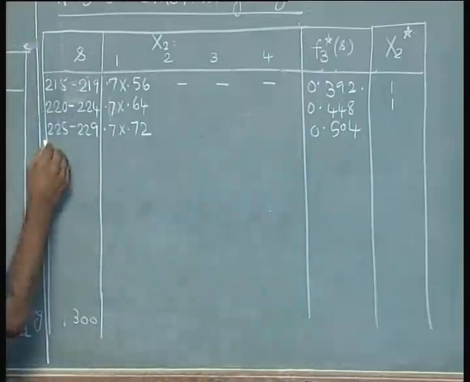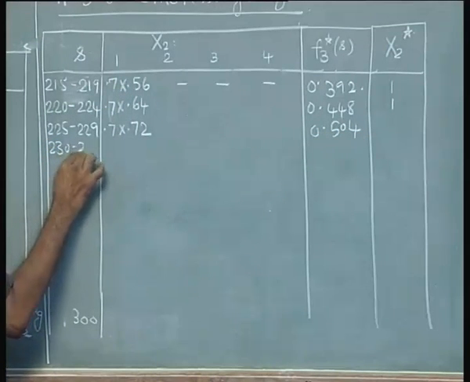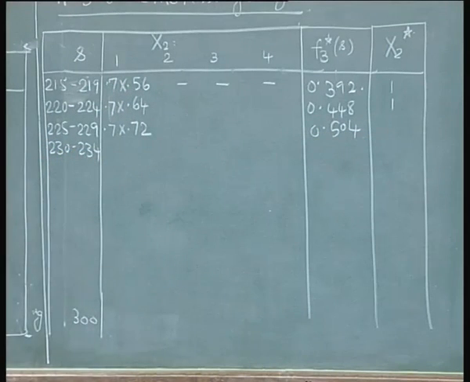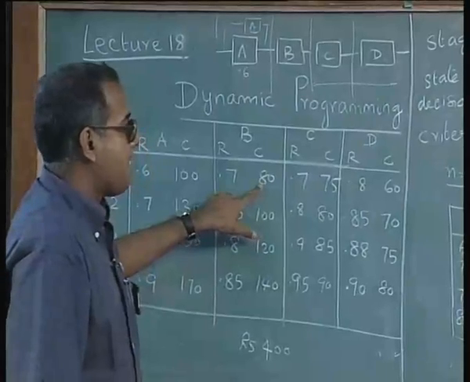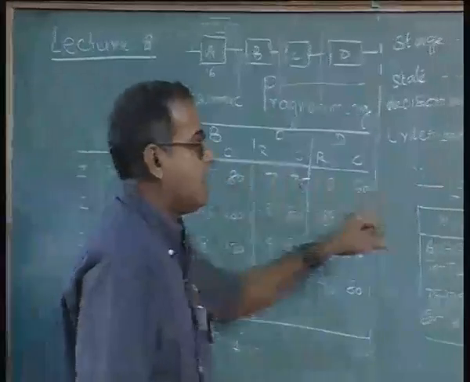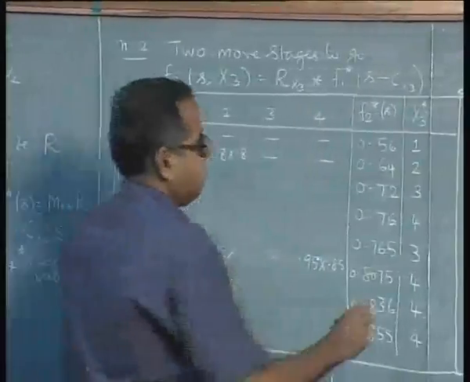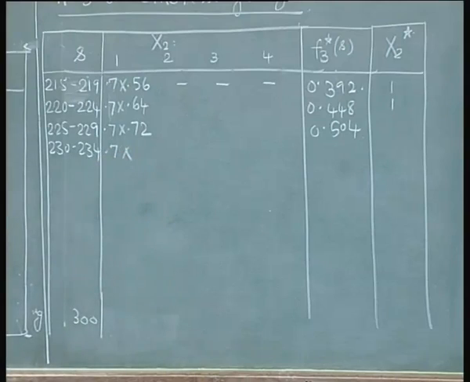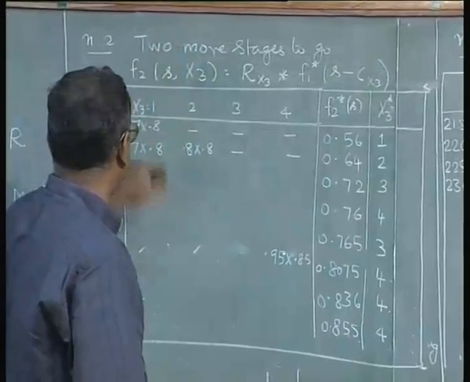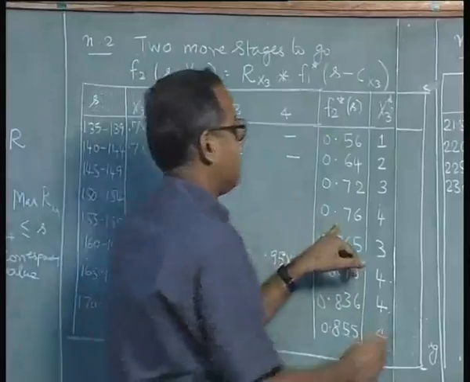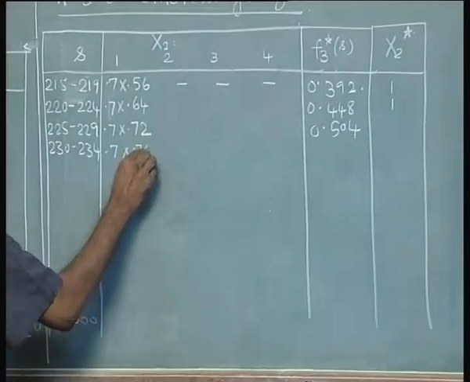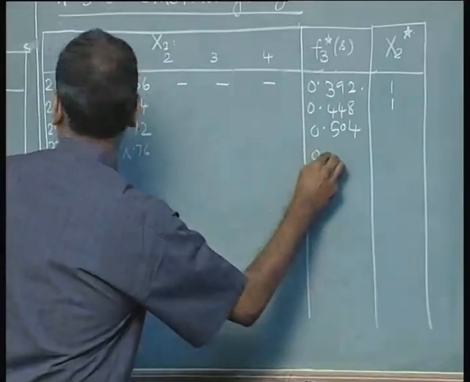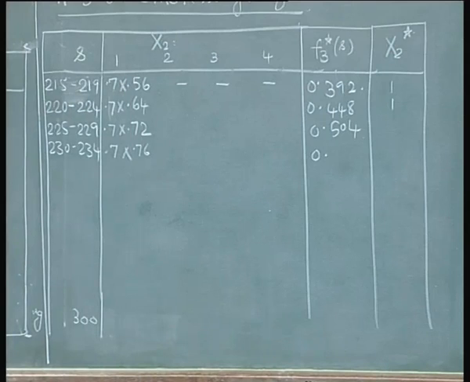So similarly we look at 230 to 234, the only option is we spend 80 here, and for the balance we go back to 150. So for the 80 rupees spent we get 0.7. Now for 150 that is available in the previous table, we find that we could get a reliability of 0.76, and therefore this number becomes 0.532.